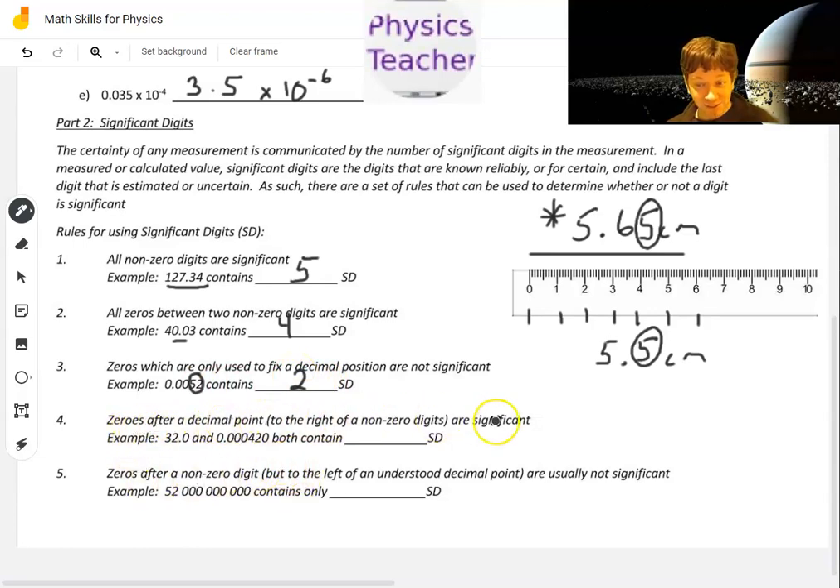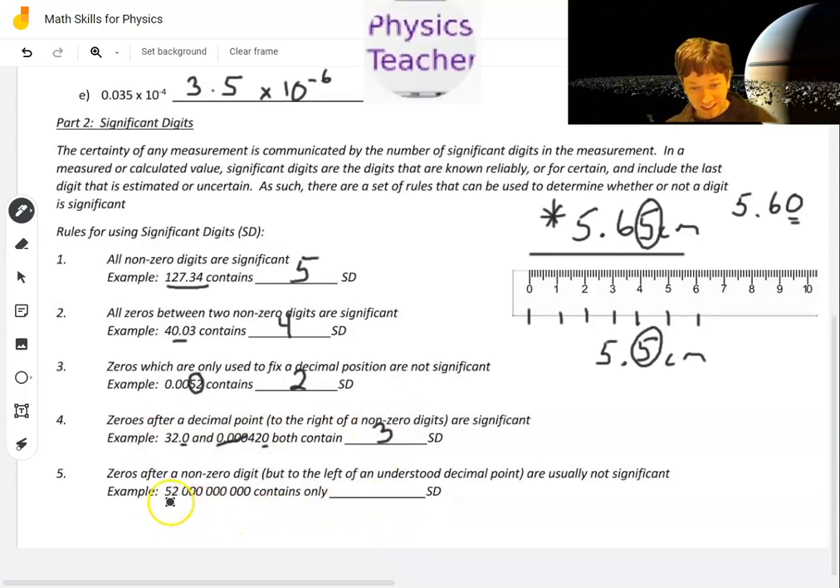However, zeros after a decimal point to the right of the non-zero are significant, right? I mean, I could have gone here and said it looks like it's right on 5.6. So I'm going to say 5.60. I'm pretty certain about that. Well, that 0 counts right there. It tells you a bit about the accuracy. So in this case, this 0 counts, and in this case, that 0 counts. However, these ones, according to Rule 3, do not. So both of these situations, they each have 3 significant digits.